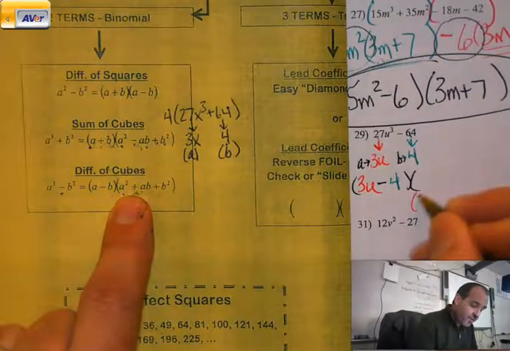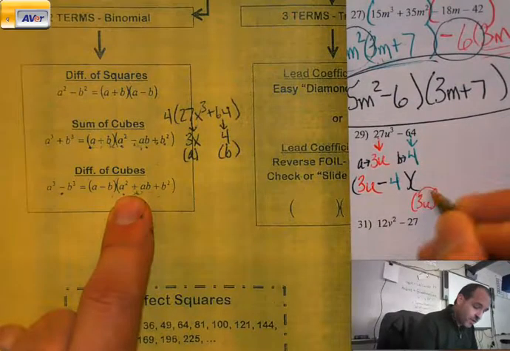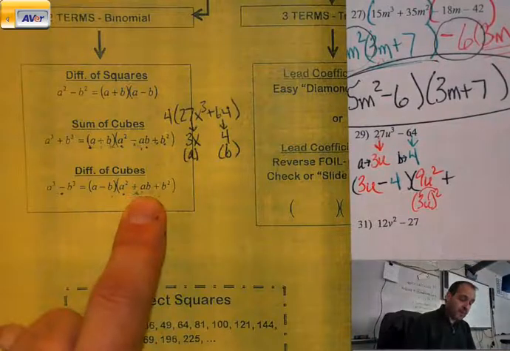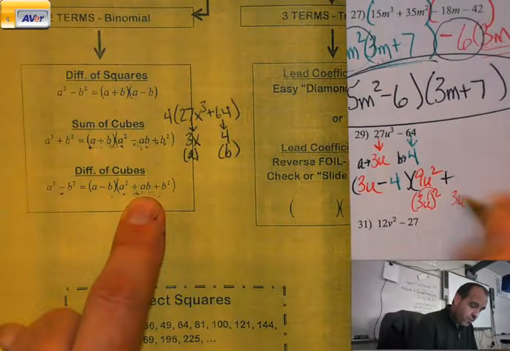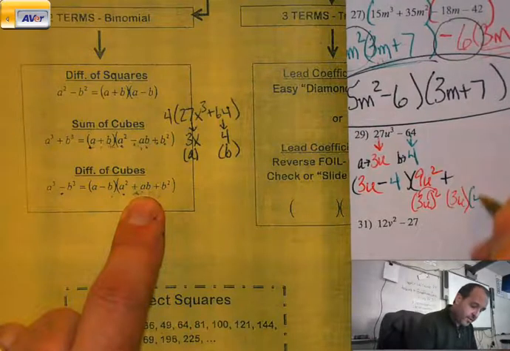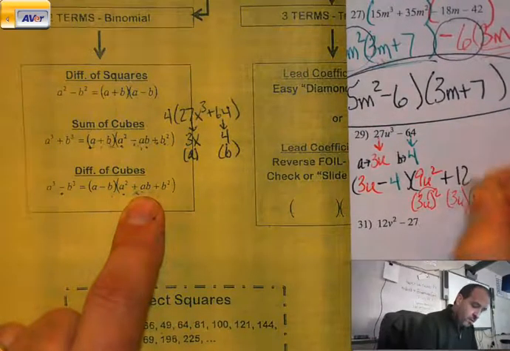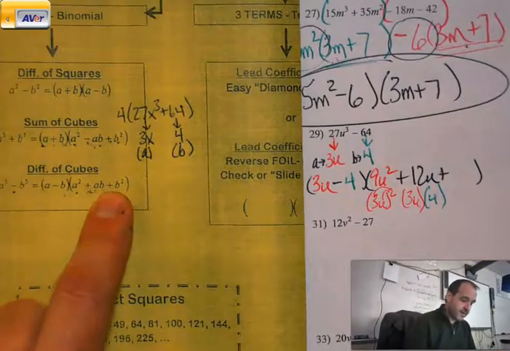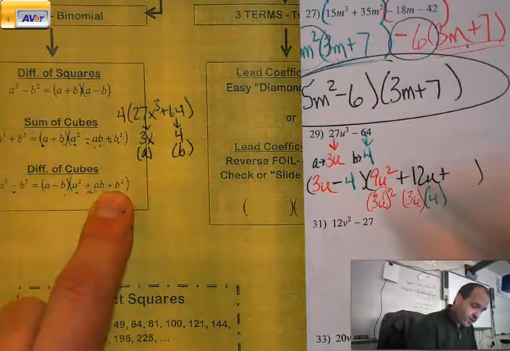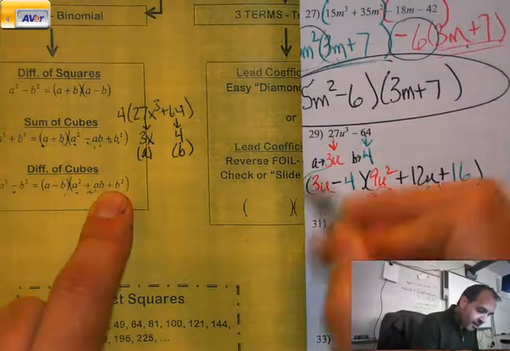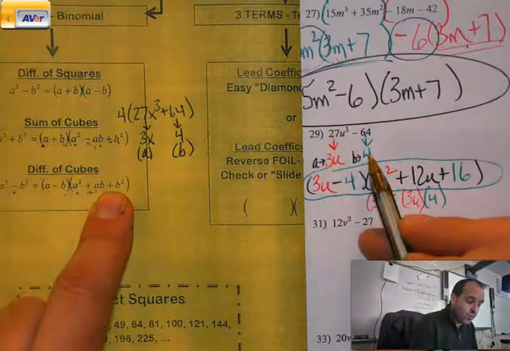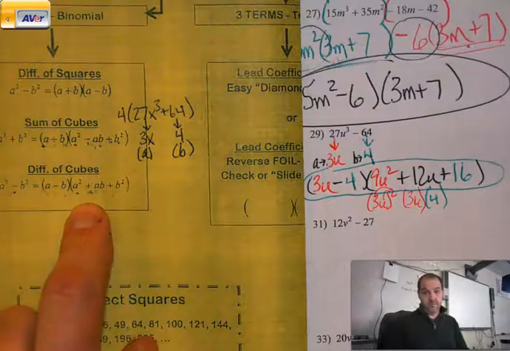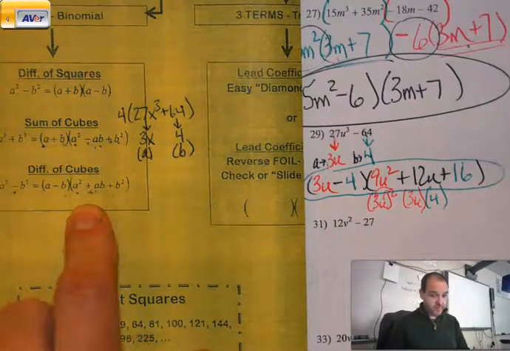A squared, the 3 and the U, make sure we get to both, plus A times B, 3U times 4 would be 12U, make sure I don't go off the screen here, plus B squared. 4 squared is 16. As long as you get these two terms right when you break them down, it literally is substitution. Just saying. Keep it simple.